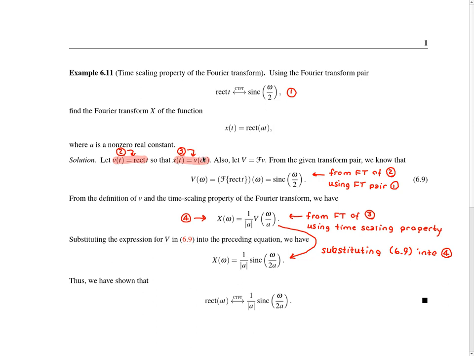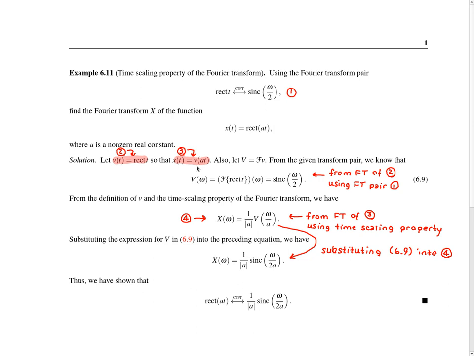Now we're going to take the Fourier transform of equation 3. So when we take the Fourier transform of the left-hand side, the Fourier transform of little x is just big X by definition, so that gives us this left-hand side here. And then we're going to take the Fourier transform of the right-hand side, v of at. And in this case, we need to use the time scaling property of the Fourier transform.